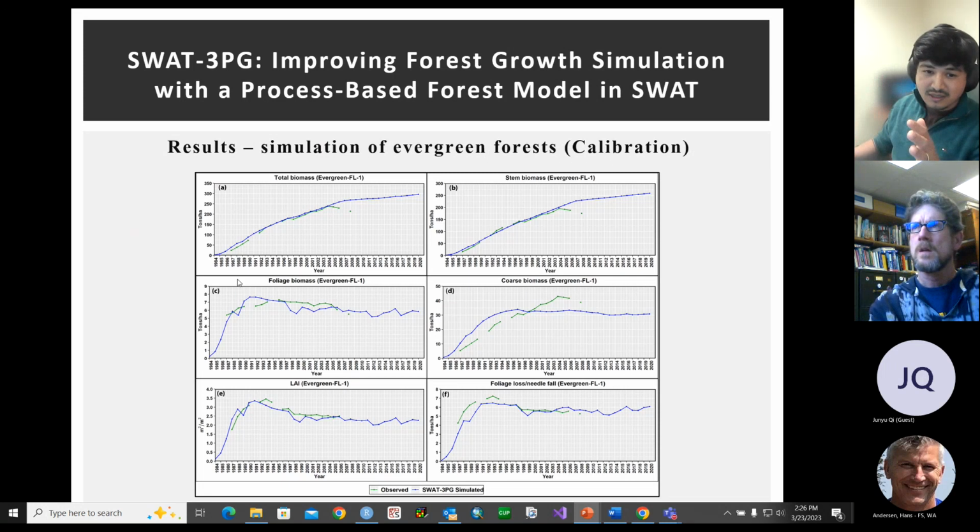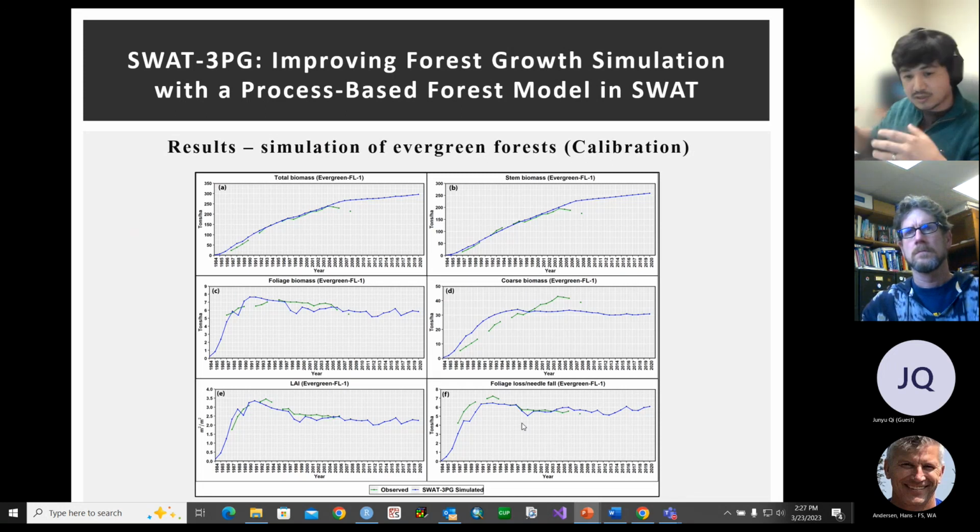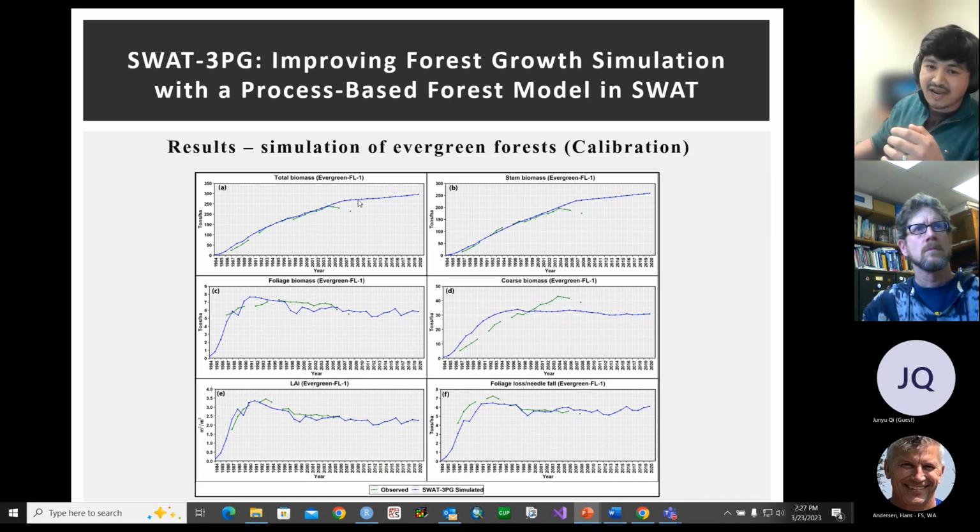For example, for biomass, in reality there is a big increase in LAI or foliage biomass in the initial years, and after that it stabilizes, right? And we can capture that relatively well. We captured the foliage loss well as well, right? And we also captured the assimilation of biomass over time, right? The forest assimilates a lot of biomass up top, but after certain years, it stabilizes.